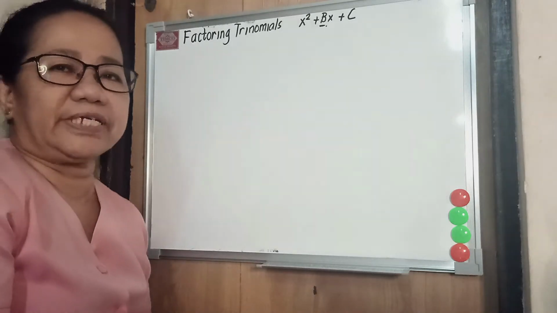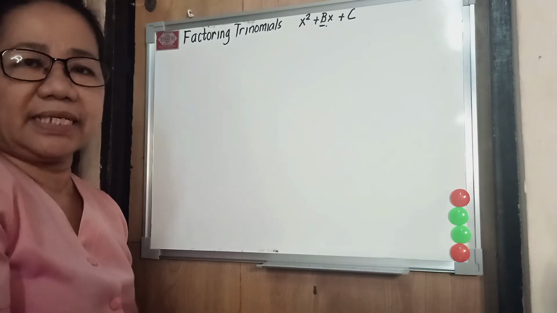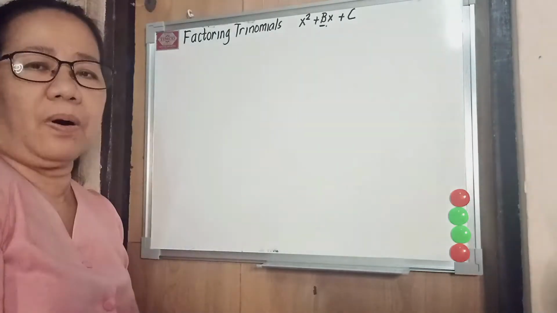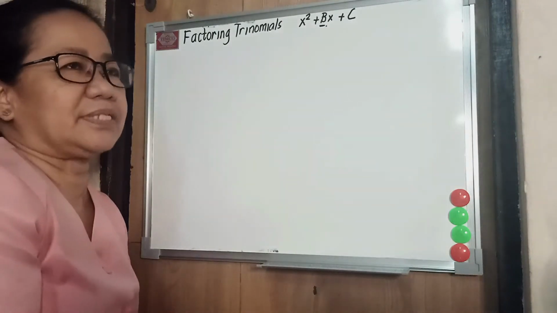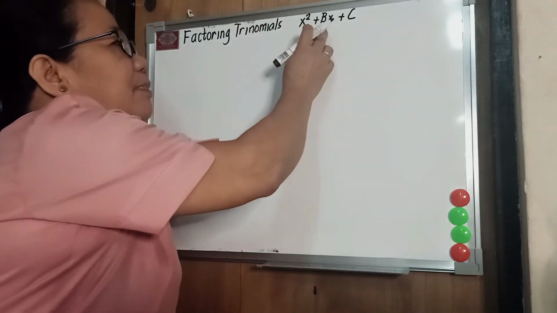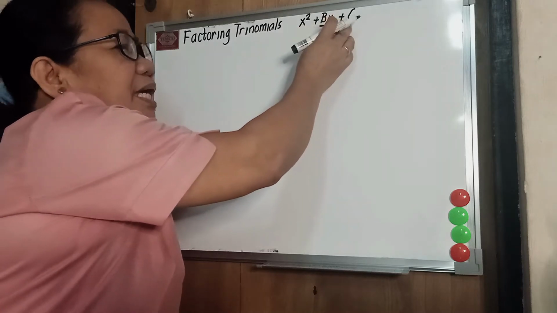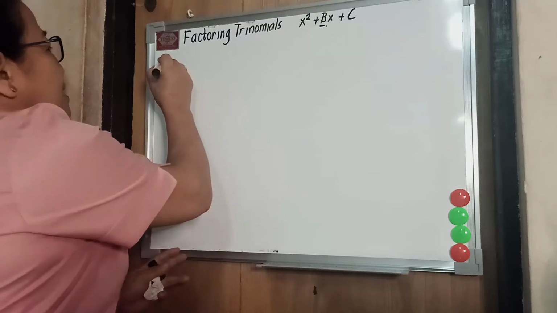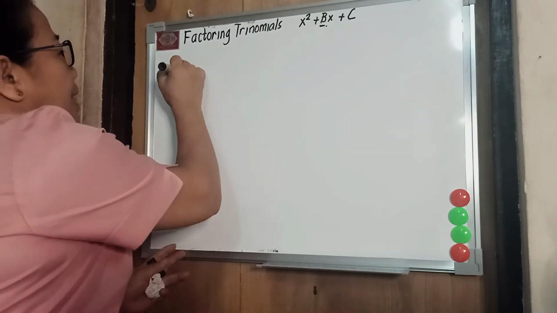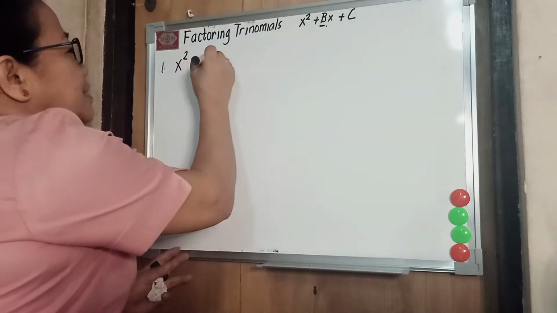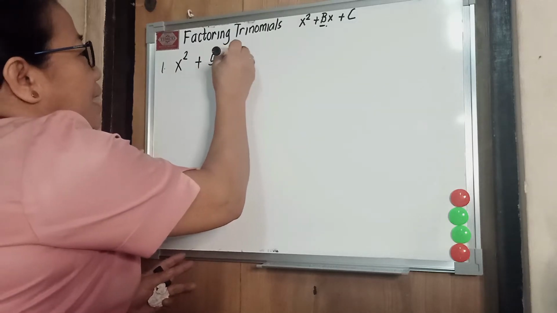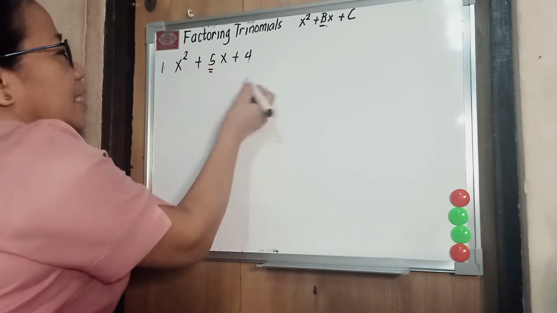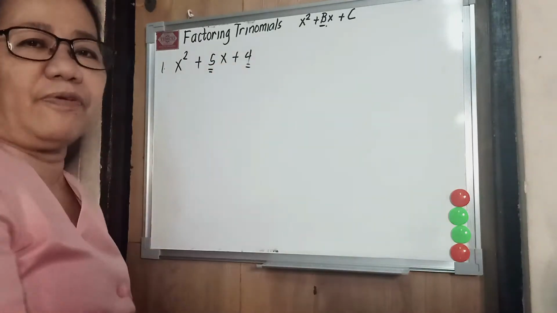So, let us have the first condition. The first condition is when b and c are both positive, meaning to say, the numerical coefficient of x is positive and the constant number is also positive. Let us have an example: x squared plus 5x plus 4. Your b here is 5 and your c is 4.